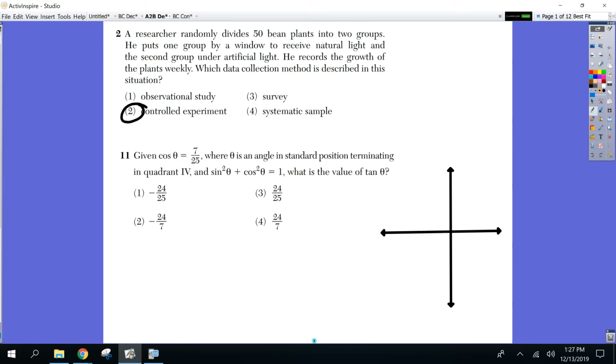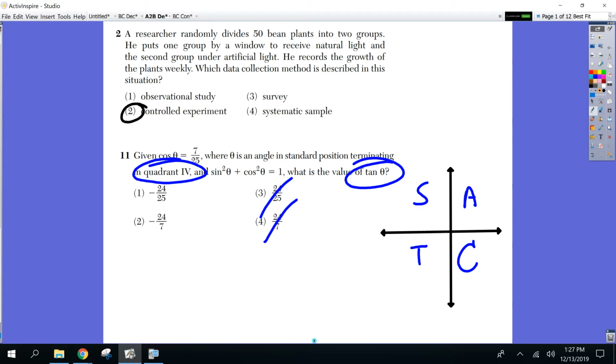Anybody confident they can eliminate 2 of them? Lauren, you can confidently eliminate 3 and 4. The question is why. Ready? Here are the 2 facts. Quadrant 4, I'm looking for tangent. All students take classes. What's the only thing positive in quadrant 4 according to that capital C? Cosine, not tangent. Okay? So now you're down to those 2 choices.